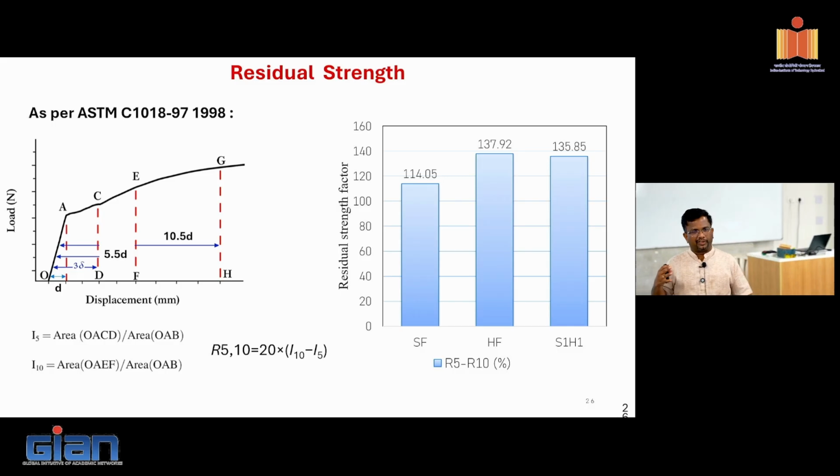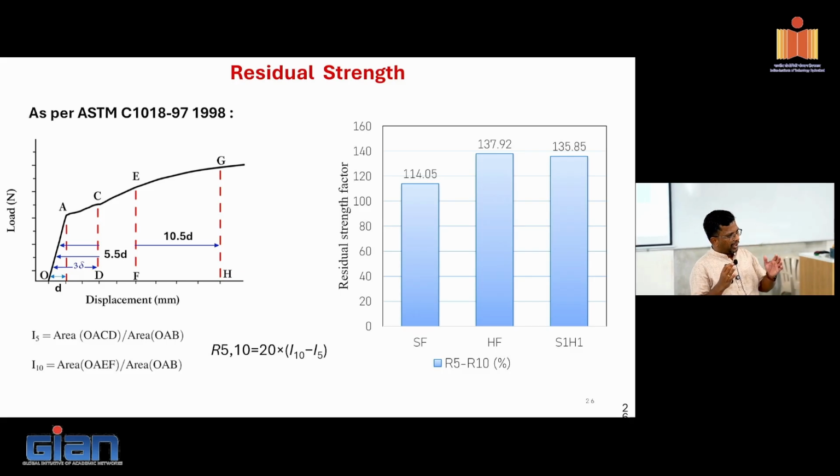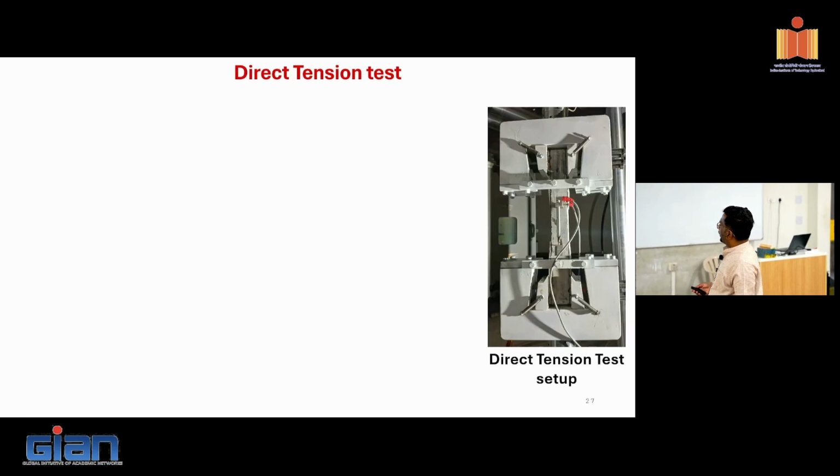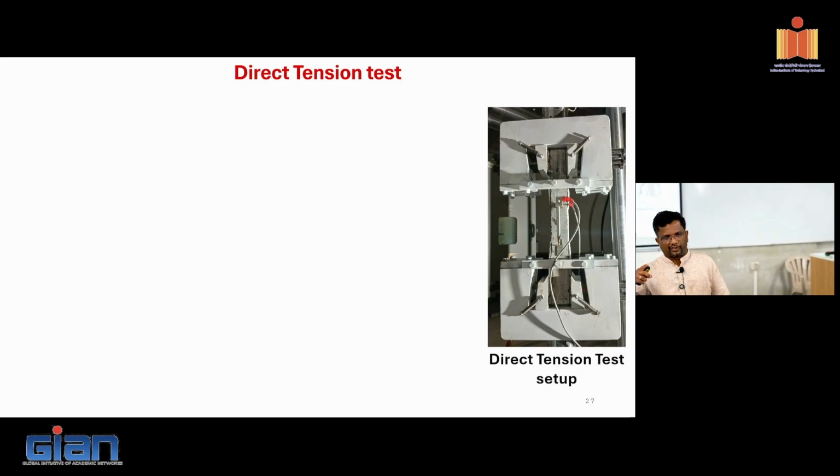So that gives us a lot of confidence that hybridization of the fibers can actually pave the way for reducing the cost of UHPC and for more broader applications in precast industry. Okay, and we also did direct tension because I cannot directly use the flexural strength.